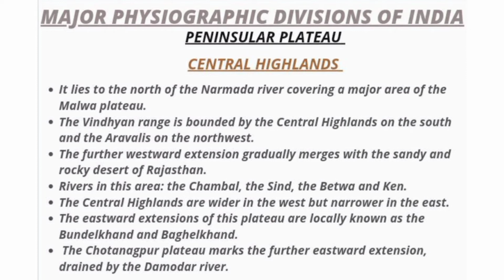The Central Highlands are wider in west but narrower in east. The eastward extensions of this plateau are locally known as Bundelkhand and Baghelkhand. The Chota Nagpur Plateau marks the further eastward extension, drained by Damodar River.